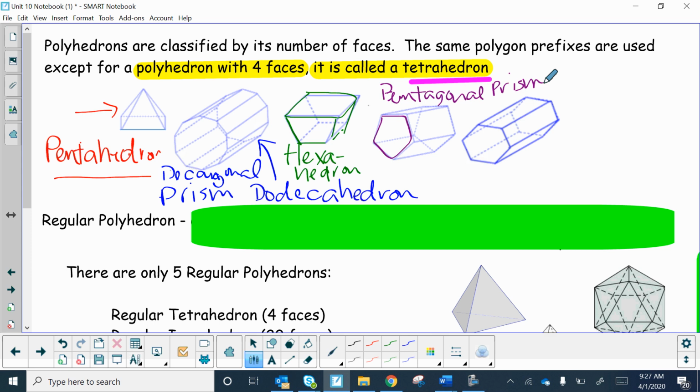Anything that has 2 bases that are identical, like those 2 pentagons, and then the rest are rectangles, those are called prisms. We're going to talk a little bit more about that here in a little while. But its polyhedron name has 5 faces going around plus the 2. So this one's a heptahedron.